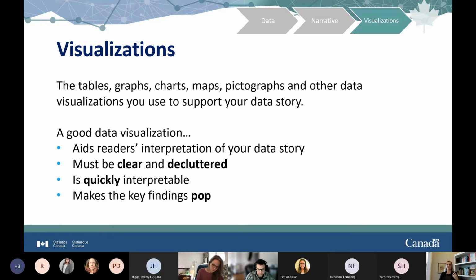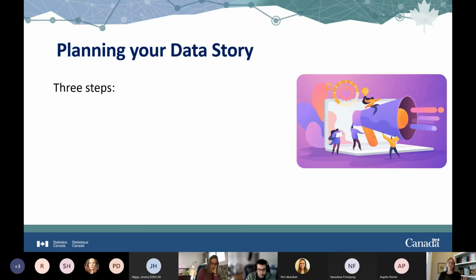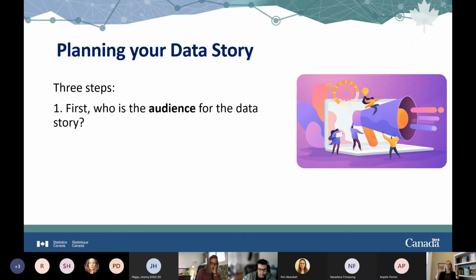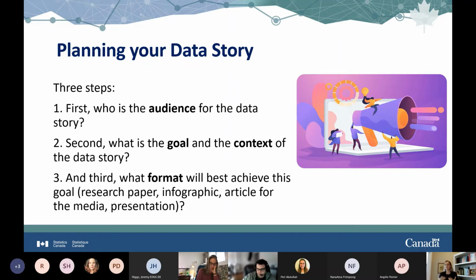The third part is to plan your data story, and it has 3 steps. First, who's your audience? It's super important to identify your audience from the get-go. Then, what's the goal and what's the context of your data story? And third, what format will best achieve this goal? Are you writing a research paper, an infographic, an article for the media, etc., or maybe you are producing many products for the same analysis? It's good to know right at the beginning.